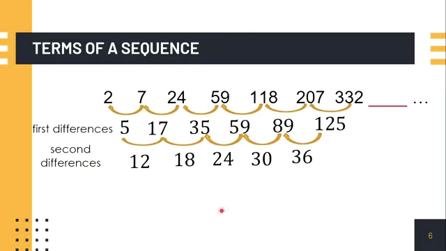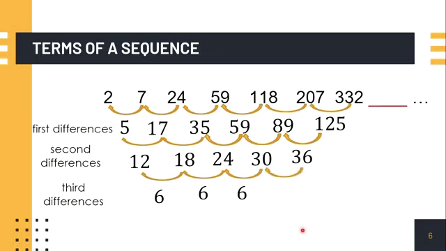Again, in our second differences, they are still not equal. So, let's proceed to the third differences. 18 minus 12, that is 6. 24 minus 18, that is 6. 30 minus 24, that is 6. 36 minus 30, that is 6. Now, we can see they are equal.